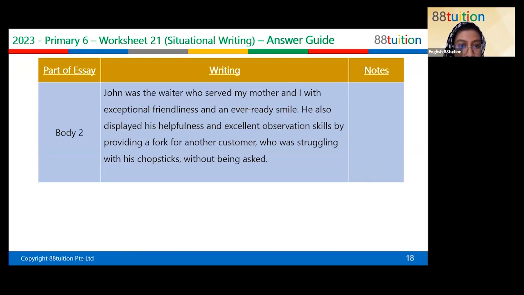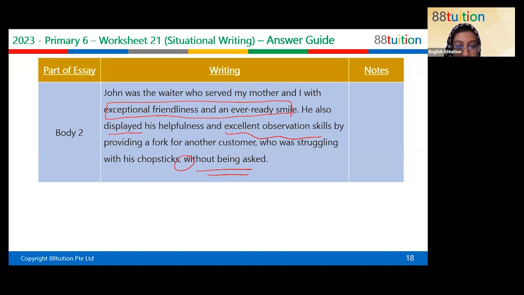Okay, next. John was the waiter who served my mother and I with exceptional friendliness and an ever-ready smile. Wow, this one, I'm telling you, is confirmed an A-star kind of sentence. He also displayed, you don't say the word show, they use the synonym. They didn't use the word show, they use the word display his helpfulness and excellent observation skills. Nice. By providing a fork for another customer who was struggling with his chopsticks, comma, again, without being asked.